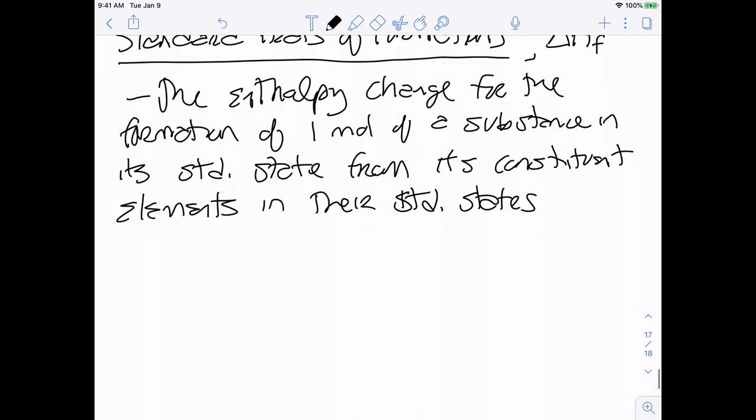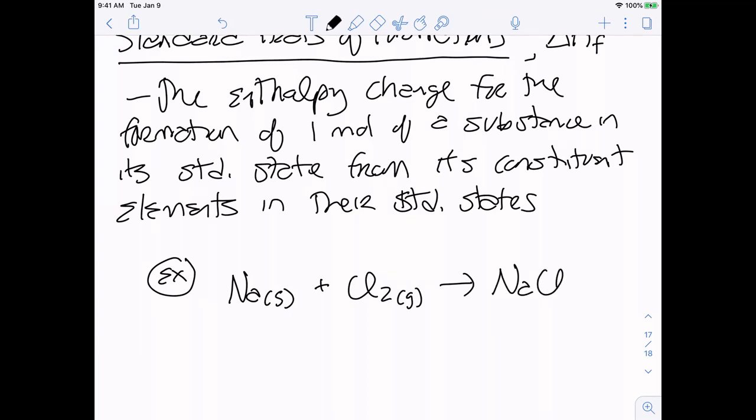So again, an example, if I wanted to make sodium chloride, the one we just said, if I was to take sodium, which is solid, that would be its standard state, combine it with chlorine, which is a gas, that would be its standard state, and then make sodium chloride from that. And this isn't balanced, but it's just my example anyway. The amount of energy that we would need to do that would be my standard heat of formation, because I'm making this from those guys in their standard states.